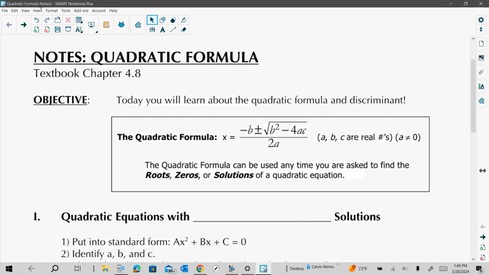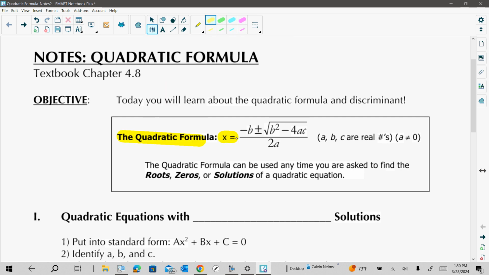All right, the last thing we're going to do for this unit is the quadratic formula. This is a formula we can use when we're solving quadratic equations that are not factorable, like we can't come up with two factors for the trinomial. So we use the quadratic formula.